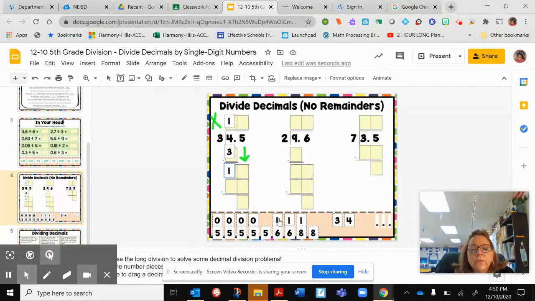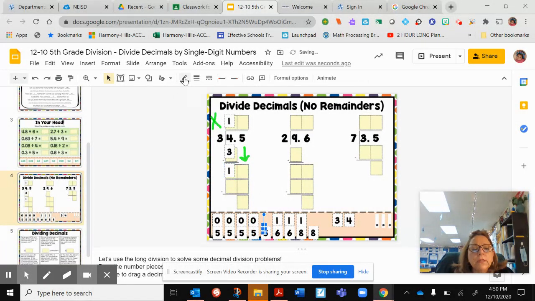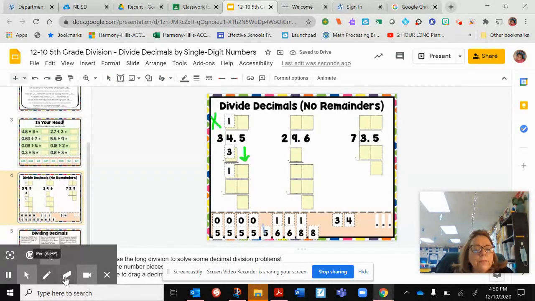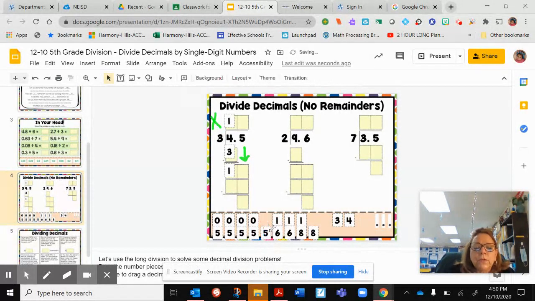Okay, so the next one, I'm going to bring down my 5. Oops, I got to stop my scribbler. Okay, now I'm going to drag my 5 over. It's still not supposed to do that. Okay, now I can do it. Drag my 5 here.